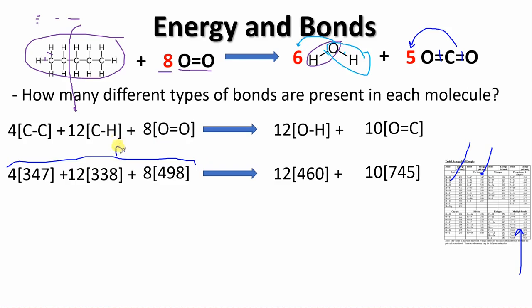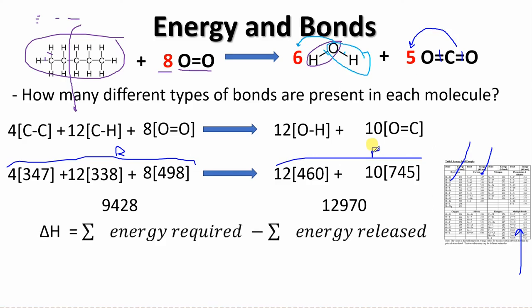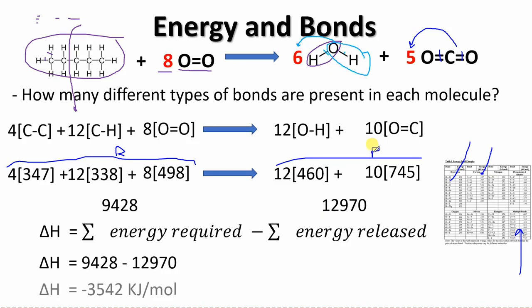So back to the math here. We want to figure out the energy total of the reactants, and that's 9428. If we go over to the energy that it takes our products to form, we get 1297. Now, we do have this equation here. This will help us figure out if this thing's positive or negative. So we're going to take our energy required and subtract off our energy released. And that's going to be equal to minus 3542 kilojoules per mole.